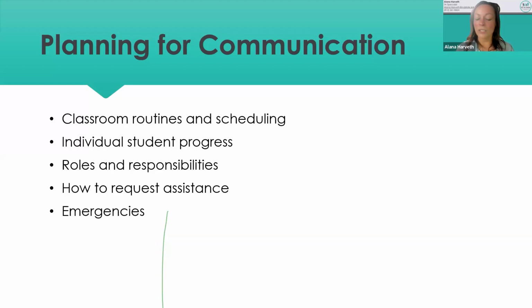And again, we talk about collecting data. If the paras help me collect data, I'm going to have some data team meetings, and maybe I'm going to have my paras in on it. Like, these are where my students are. This is where we're trying to get to. And we're going to have some of those conversations. And what roles and responsibilities do I want you to do in this class to help me, and how to request assistance again in emergencies. All of those things are ways that the paras and the teacher need to talk throughout.